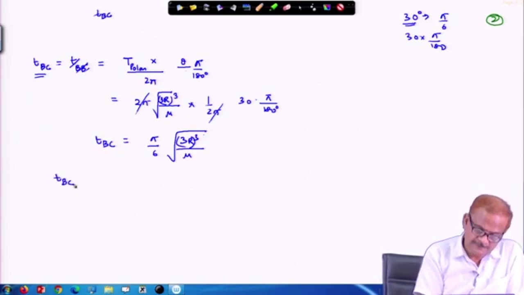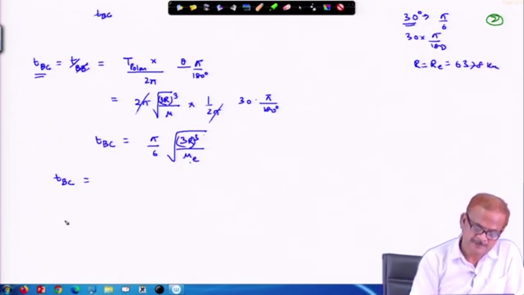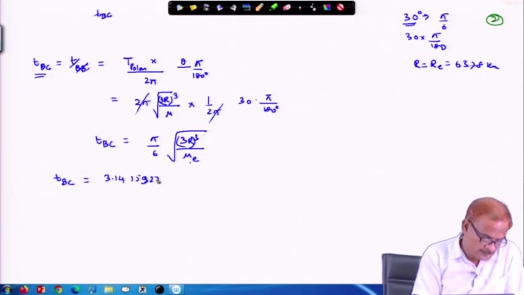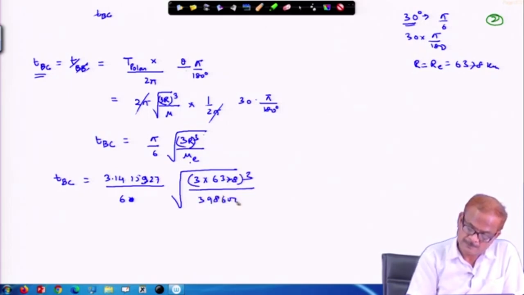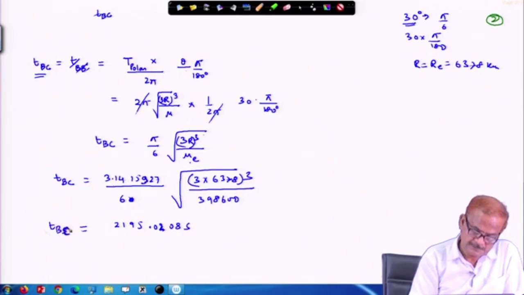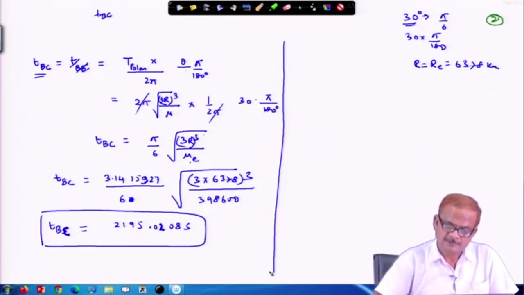So, inserting the corresponding values, we know this quantity r is simply r e equal to 6378 kilometers. So, if we insert those values and this is mu earth, inserting these values, we get about 0.08 seconds. So, this is the time required to move from point B to C in the circular orbit.